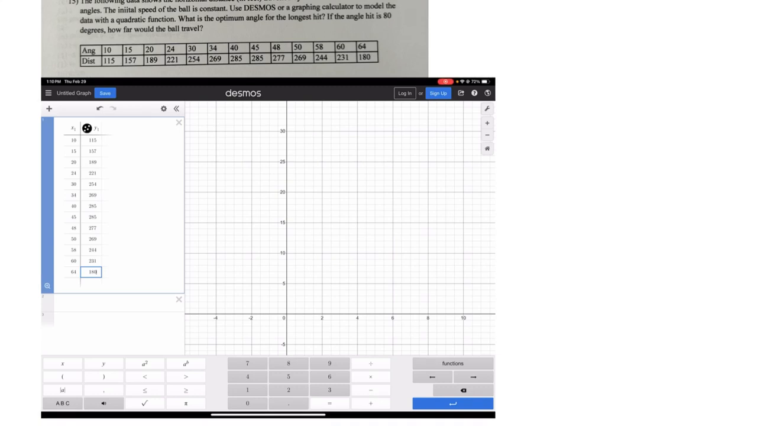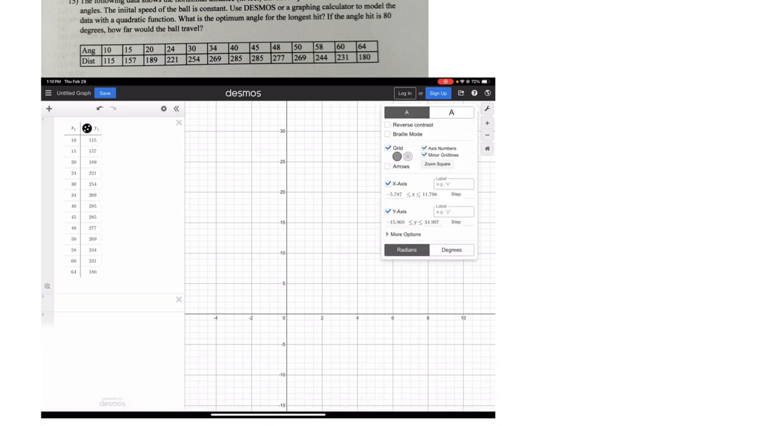All right, here's how you can use DESMOS to find the best line, a fit or function that describes some data. This example is a quadratic example. First thing, I've typed in all my data, but I don't see any of it on my screen, and that's because the y values are so high.